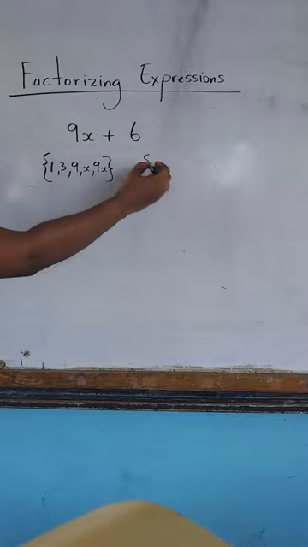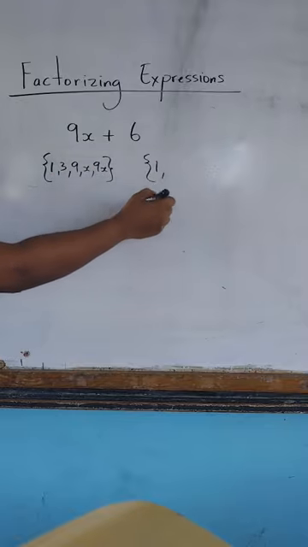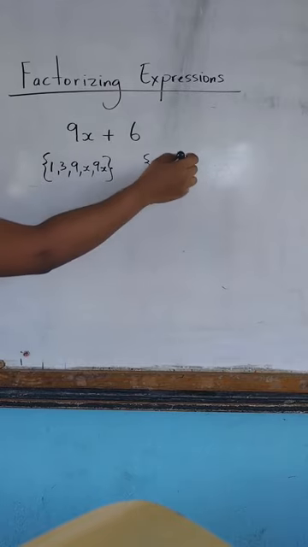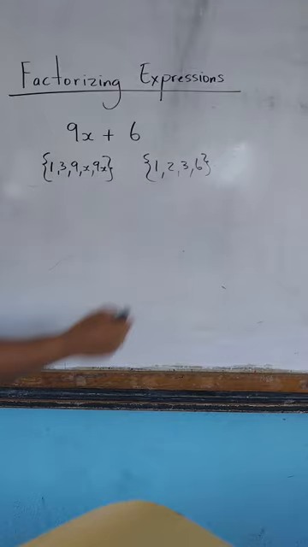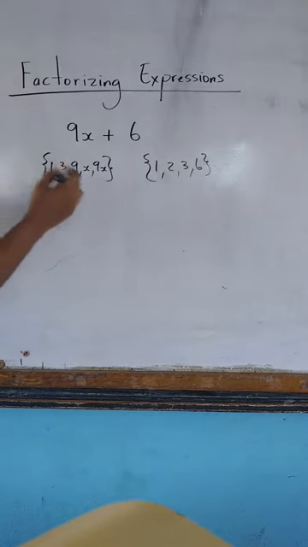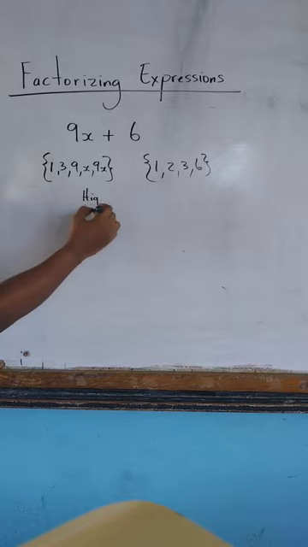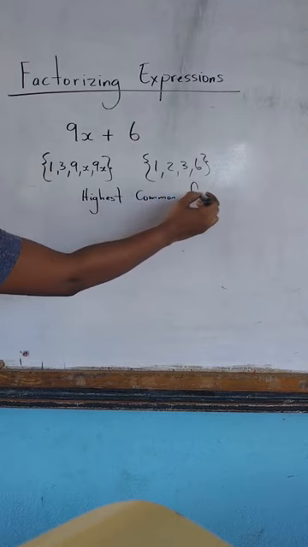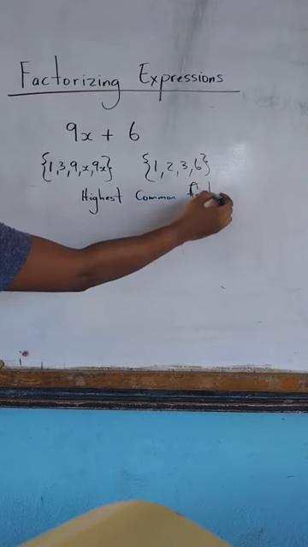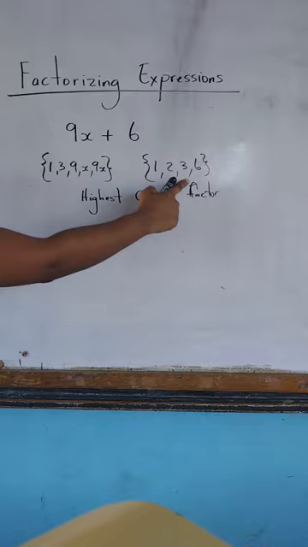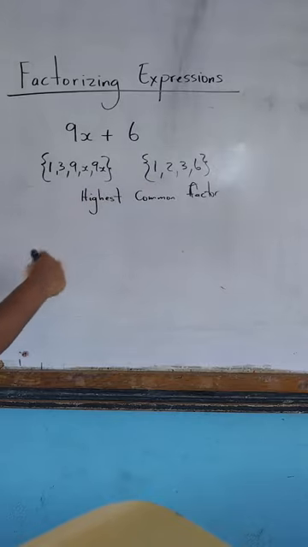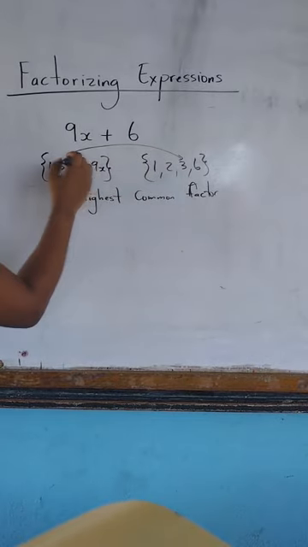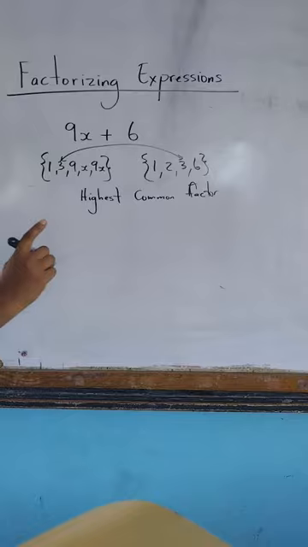So I've listed all the factors of 9x. I need to list the factors of 6. First I'm going to list 1. 6 is also divisible by 2, 6 is also divisible by 3, and it's divisible by itself. How do I factorize? When you factorize, you're looking for the highest common factor. So look amongst these two sets to see what's the highest common factor. The number that they have in common is the number 3. So the highest common factor is 3.